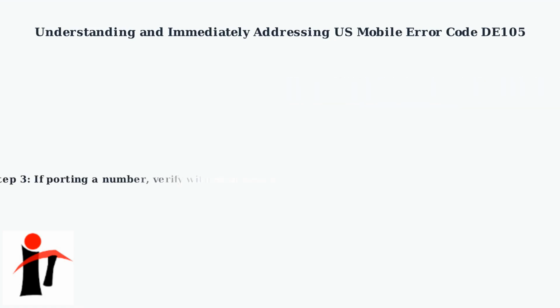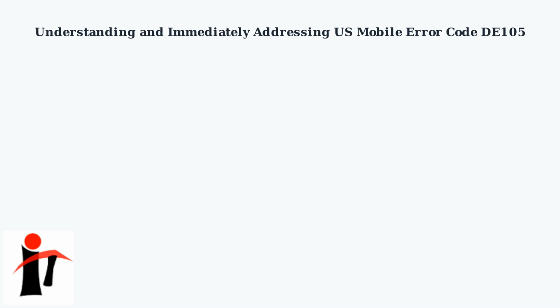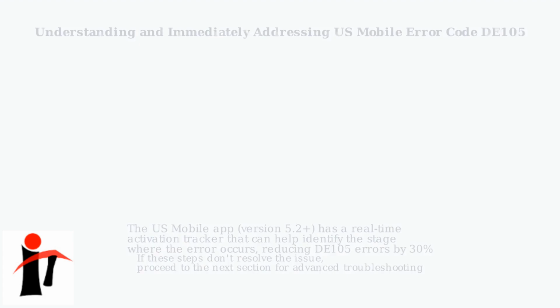Mobile app. If porting a number, verify with your previous carrier that the port request was approved and all account details are accurate. Common causes include SIM defects, incorrect account info, or delays from the previous carrier. The US Mobile app, version 5.2 Plus, has a real-time activation tracker that can help identify the stage where the error occurs, reducing DE105 errors by 30% for new activations. If these steps don't resolve the issue, proceed to the next section for advanced troubleshooting.